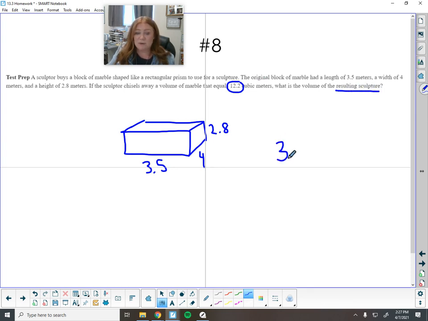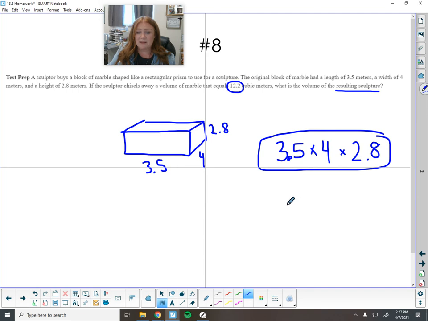So we need to do 3.5 times 4. Don't forget your decimal here. And then we'll times that by 2.8. And that's what he started with. And then we'll want to take away 12.2. So remember, when we subtract, we want to line up our decimals and bring it straight down. So make sure your decimals are lined up.